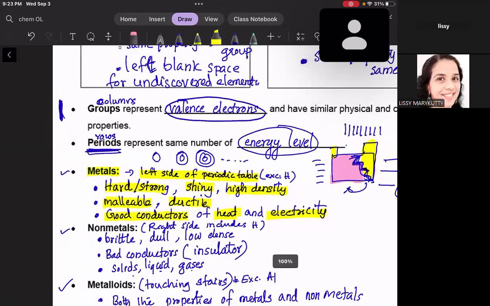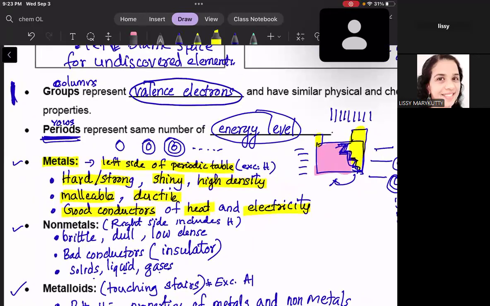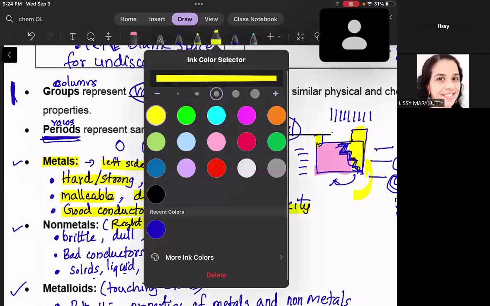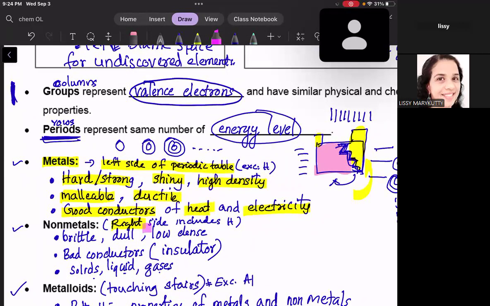Okay, now everything above the stairs, like the right side of the stairs, I'll use a different color. So the right side of the stairs are called nonmetals. The properties of nonmetals are exactly opposite that of metals. So if you burn wood, you will get a black substance, that is carbon, which is a nonmetal. Okay, carbon is a nonmetal.